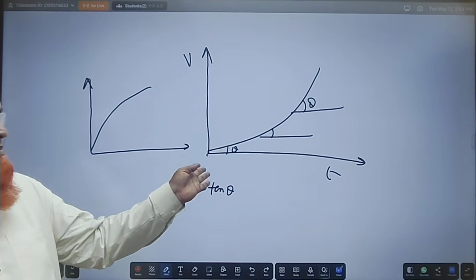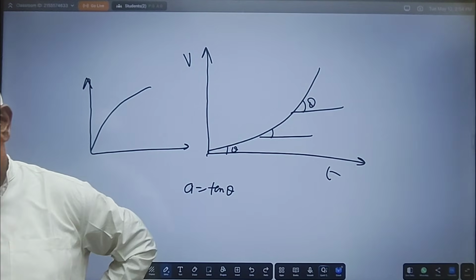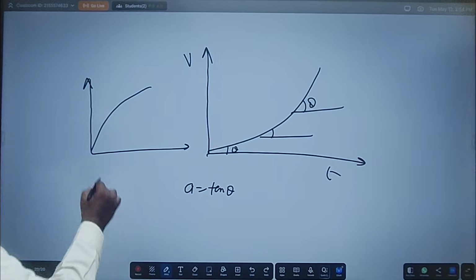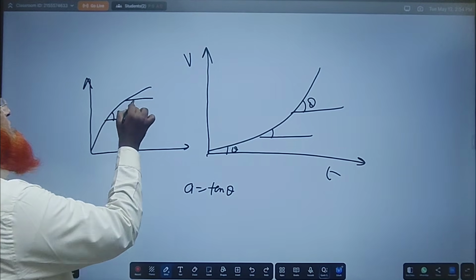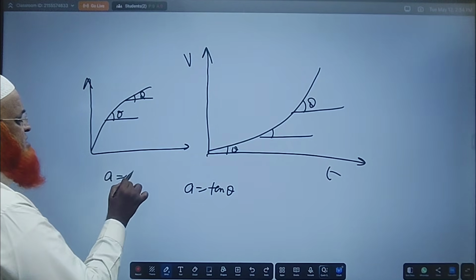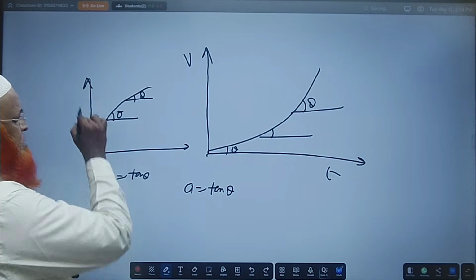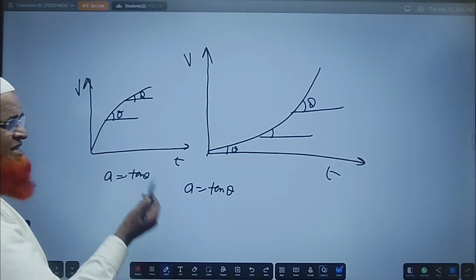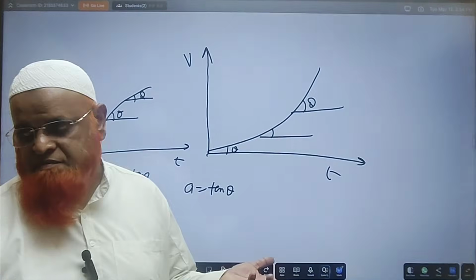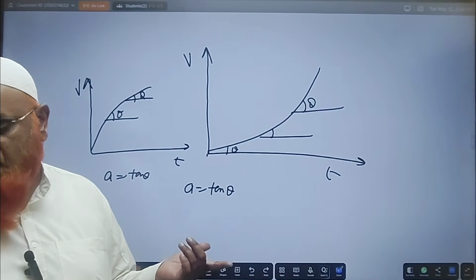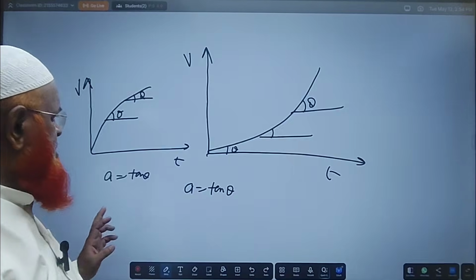What will you write down for that? Here, theta is increasing means acceleration is increasing. How will you write then? Think and tell me now. So what is this? If you draw a horizontal line, theta is going on increasing, so acceleration is tan theta. If theta is decreasing, in the velocity time graph, acceleration is also decreasing, which means deceleration, retardation. Understood or not? Okay. So these are some of the graphs which you have to remember.